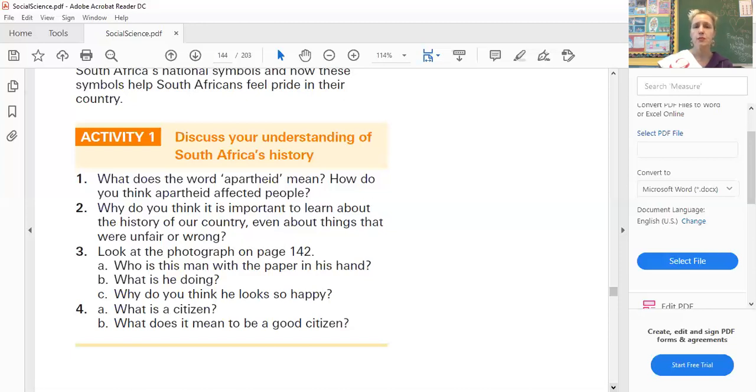And there was the president at the time, President F.W. de Klerk, he fought for this to happen and for Mr. Nelson Mandela to be released. And then the two of them were co-presidents of South Africa.